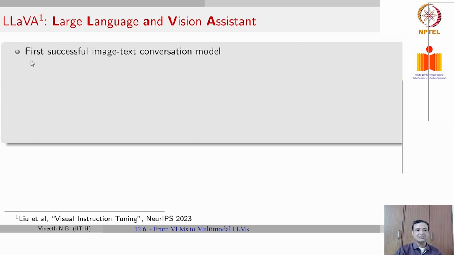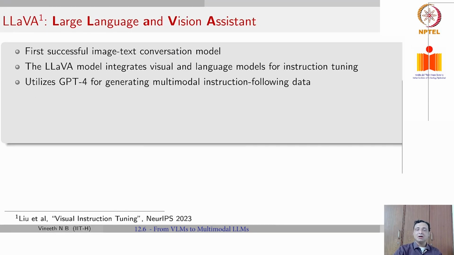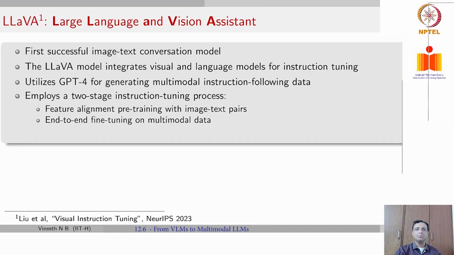LLaVA was the first successful image-text conversation model in this context. The LLaVA model integrates vision and language models for instruction tuning, where the goal is to tune the instructions to an LLM. Right? The LLM stays as it is in this particular context. LLaVA utilized GPT-4 for generating its multimodal instruction following data. We will see a few examples of their data as we go forward in this lecture.